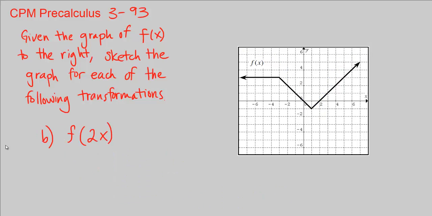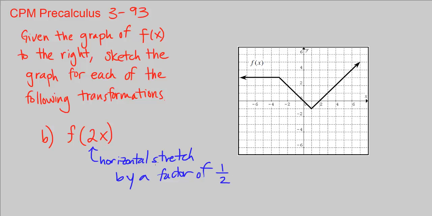Part B, we have this function, and it is f of 2x. Okay, inside the parentheses, multiplied by our x means we're going to do a horizontal stretch, right? Horizontal stretch by a factor of blank. Okay, so I want to just pause for a second to remind ourselves that when we have it inside, our horizontal stretch is a factor of the reciprocal of 2. And right now 2 is over 1, so the reciprocal is going to be 1 over 2.